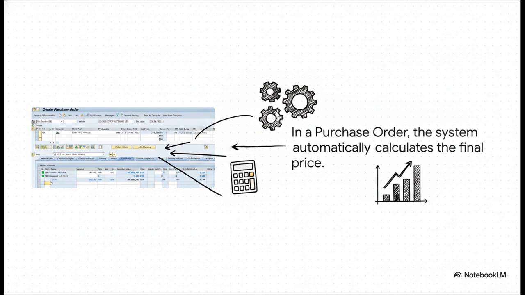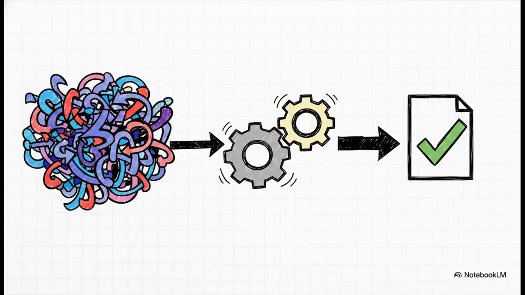We're just creating a normal purchase order, but if you look at that Conditions tab, boom, the system automatically found and applied our gross price and our discount, T022 and T023. The total price is calculated perfectly, instantly, with zero manual work. It just works. And that, right there, is the real magic of this whole thing.